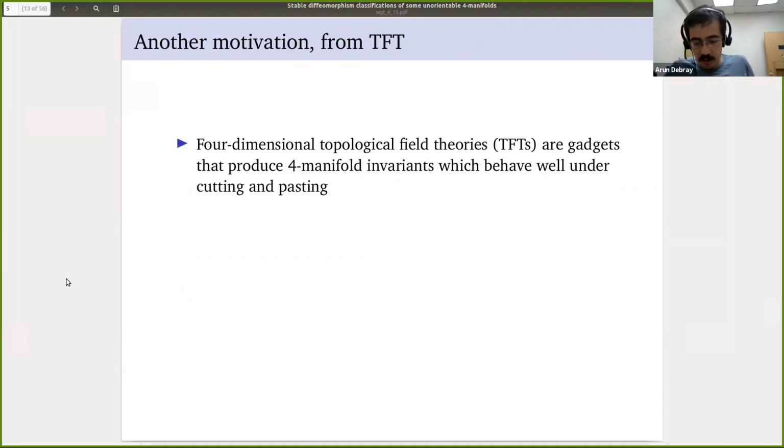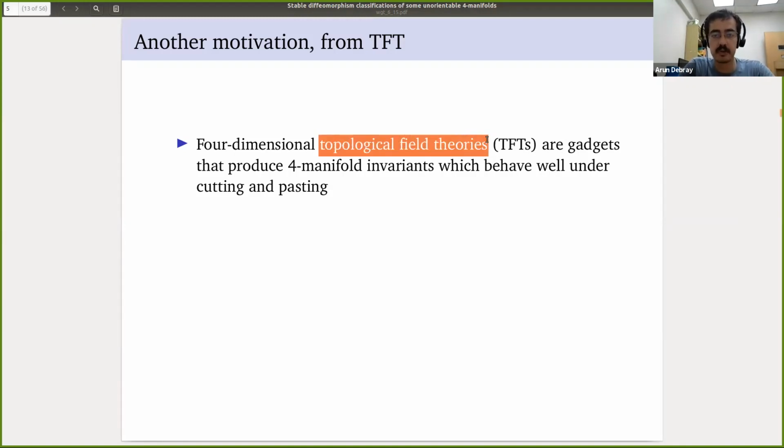So people are interested in stable diffeomorphism in its own accord, but I'll tell you where I became aware of this question. I'm an algebraic topologist and I work on topological field theory. I'm not going to tell you about that because that's not the point of the talk. But you can imagine that a topological field theory is some complicated gadget. In dimension 4, it produces 4 manifold invariants. It's a machine where you put in some defining stuff and you get out 4 manifold invariants. The thing that makes it a topological field theory rather than just a 4 manifold invariant is that when you cut your manifolds up and glue them together, it behaves well under that procedure.